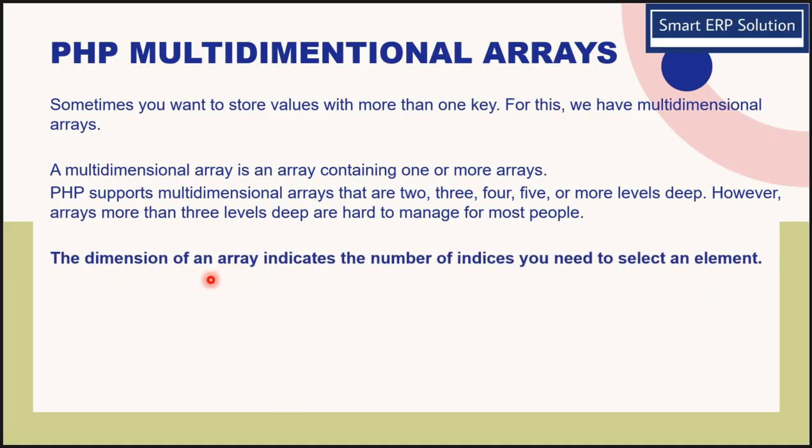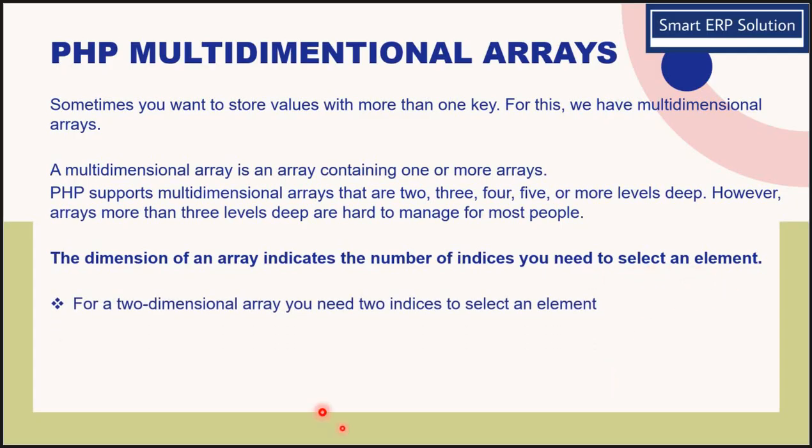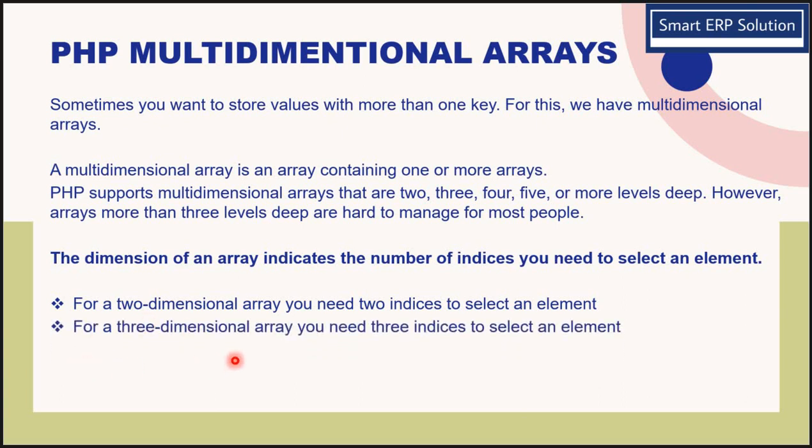The dimension of an array indicates the number of indices you need to select an item. For a two-dimensional array, you need 2 indices to select an item. For a three-dimensional array, you need 3 indices to select an element.